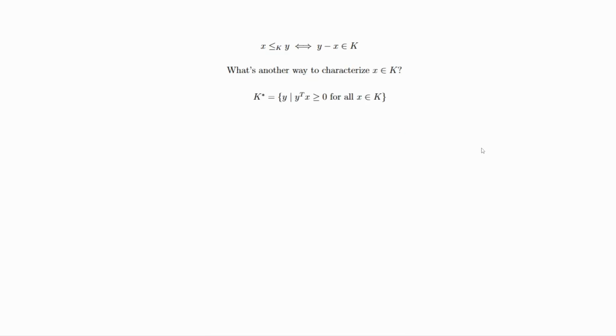The dual cone seen here, K star, is defined as the set of all vectors y such that the inner product y transpose x must be non-negative for all x in the cone K. Okay, so what does this mean? Well, let's draw some pictures. Imagine K is some cone in two-dimensional space. Some vector y is in the dual cone K star if when you take the inner product with any vector x from K, you get a non-negative result.